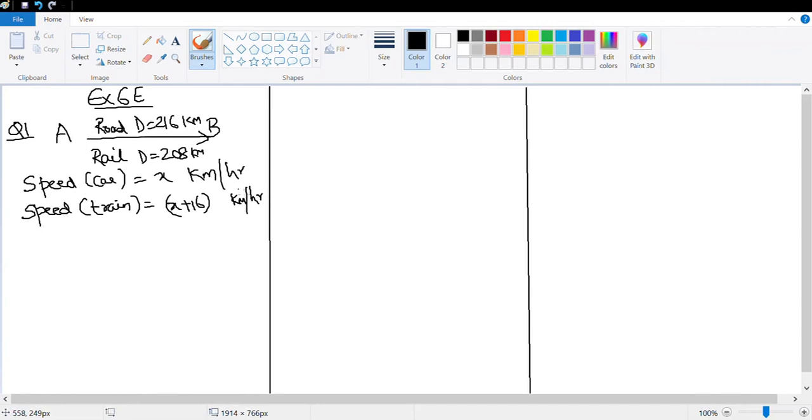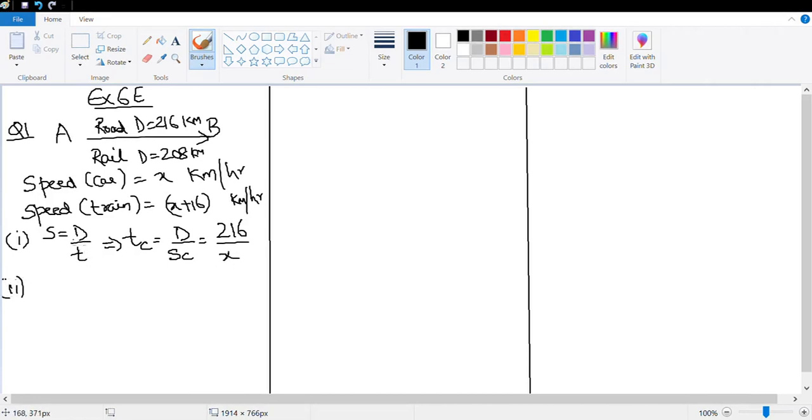Calculate the time taken by the car to reach town B from A in terms of x. So this is simple. We know the formula speed is equal to distance upon time, which means time for the car will be distance upon speed of car, which is, distance for the car is 216 and the speed of car is x. Perfect. Let's move on to part 2.